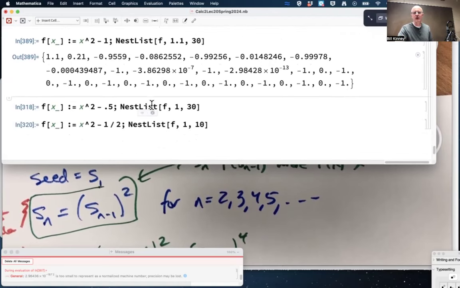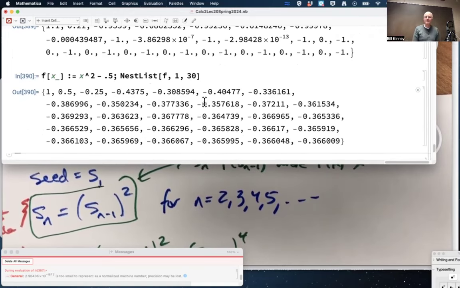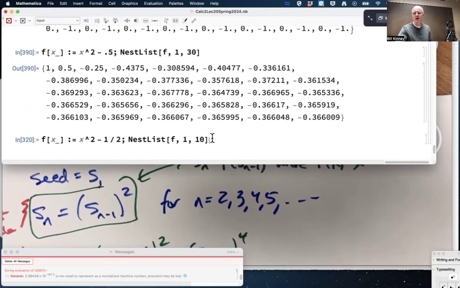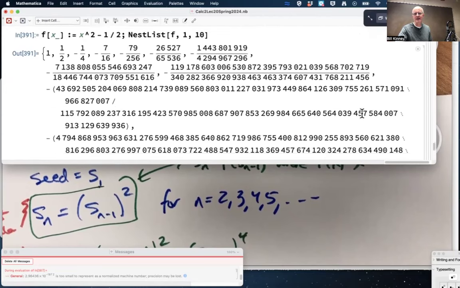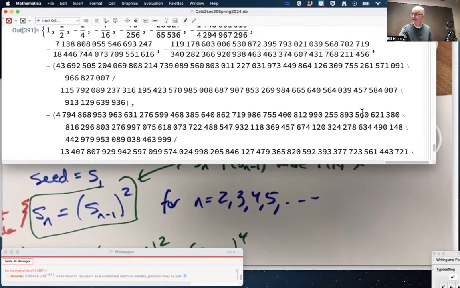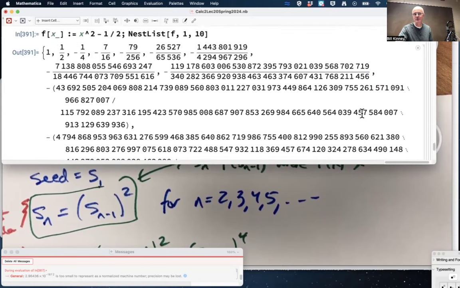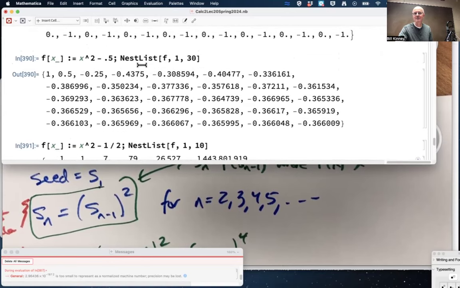What if the function's x squared minus 0.5? That seems to have a limit when the seed is 1 of about negative 0.366. And yes, if you try using fractions, you don't want to go too far. I went out to 10 iterations here now instead of 30 because the fractions get really big. The numbers themselves, the ratios are small, close to 0, but the numerator and denominator in reduced form are humongous. So it's better to use decimals. Okay? Strange things can happen. Even much stranger than what we're seeing here can happen.